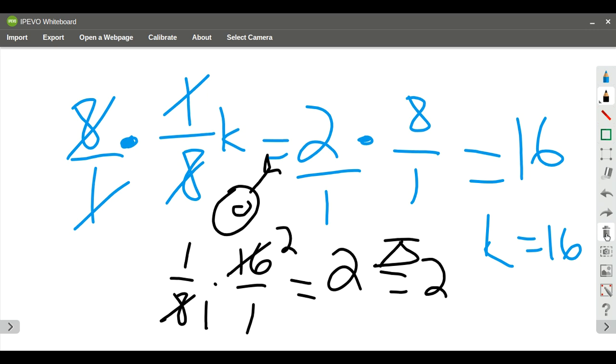So again, remember that when you have a multiplication relationship with a fraction, you multiply by that reciprocal. You flip your numerator and denominator to get that reciprocal. So you'll end up being able to do cross-canceling and then get the variable by itself.